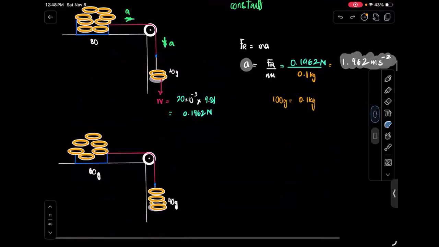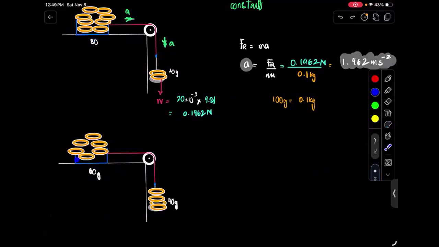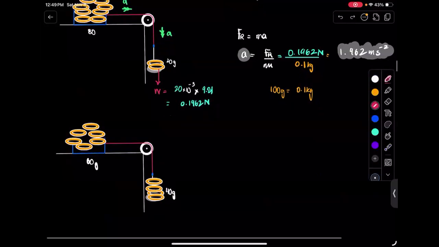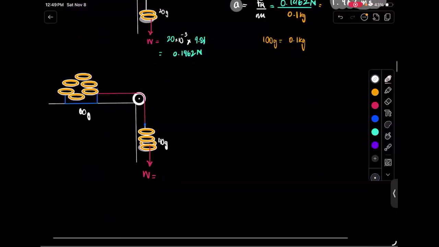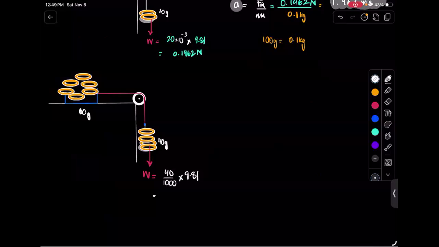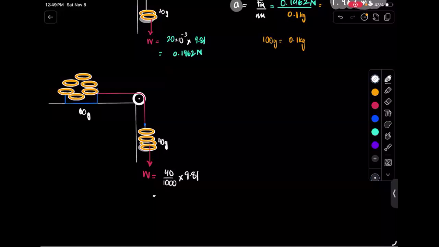If you check, the trolley now has 60 grams, but now I've increased the mass that is hanging. So doesn't that mean that the weight is now going to increase because more force is falling down? Let's check. What is the weight now? What is the mass? That's 40 divided by 1,000 multiplied by 9.81. So that is going to be double of that, right? What was the 0.1962 multiplied by 2? That's just 0.3924 Newton.